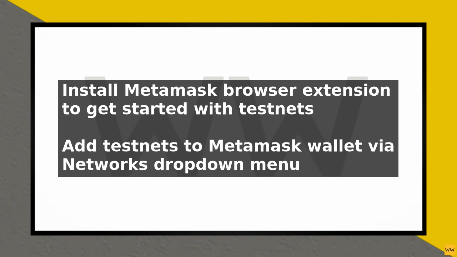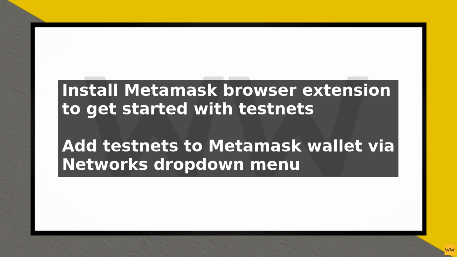One of the most popular testnets is the Ropsten testnet. To add Ropsten to your MetaMask wallet, you can enter the following details. Network name Ropsten, RPC URL https://ropsten.infura.io/v3/your-project-id, chain ID 3, and currency symbol ETH.